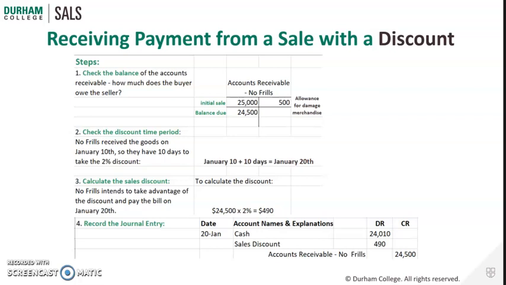And then the fourth step is to record the journal entry. We're going to record the following accounts: cash, sales discount, and accounts receivable. Accounts receivable is going to be credited for $24,500. Sales discount is going to be debited for $490, and the cash is just the difference between the accounts receivable and the sales discount. So it's $24,500 minus $490 equals $24,010, and that is the amount of cash that National Grocers is going to receive from No Frills.